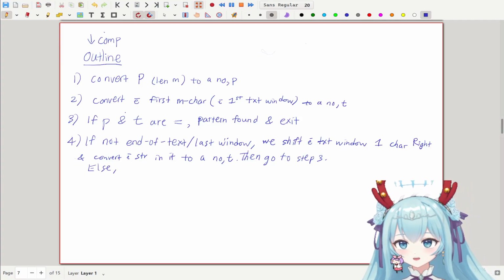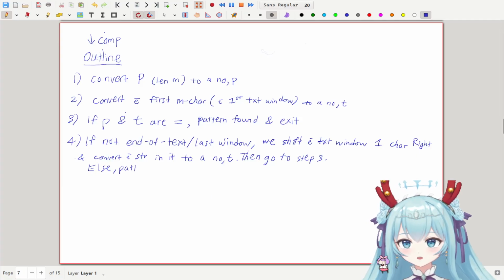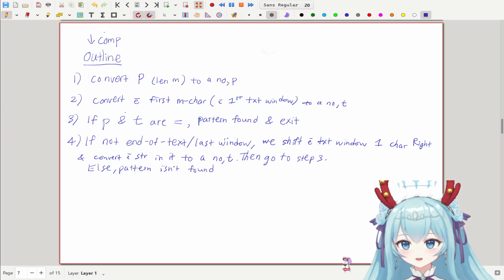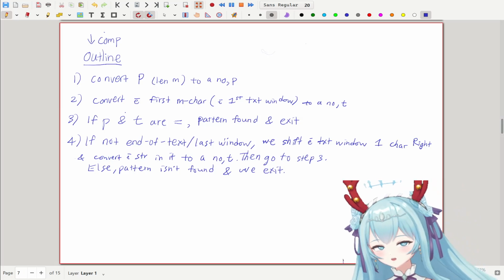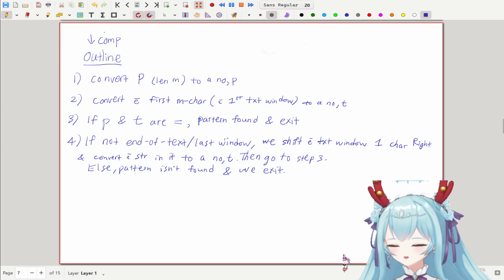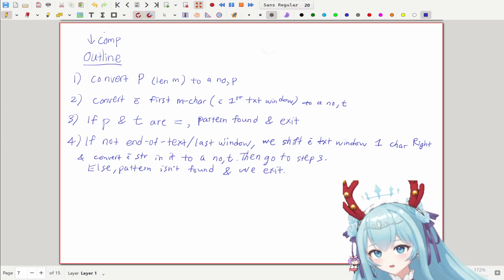Else, the pattern isn't found, and we exit. Okay, so let's take a moment to read through this.